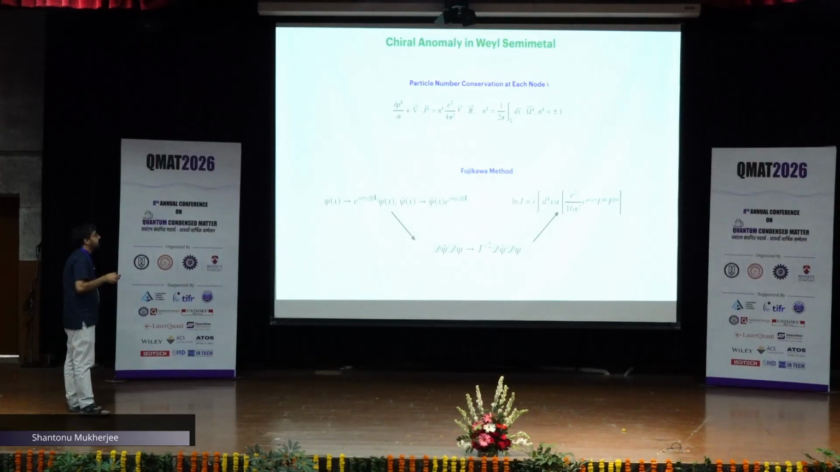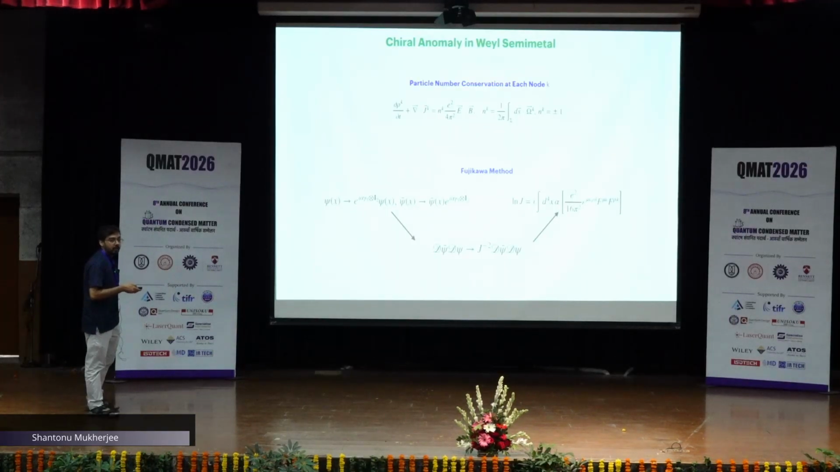Now, it seems that as this number is topologically quantized, every topologically non-trivial node will give rise to a quantized anomaly coefficient. However, as we shall show in the next few slides, this is not the case.